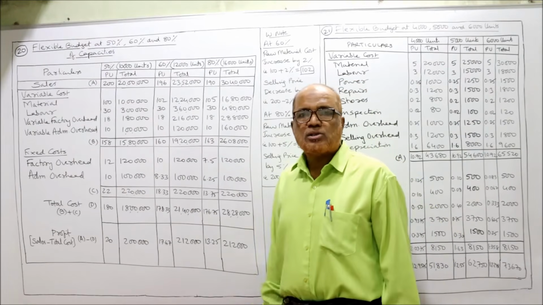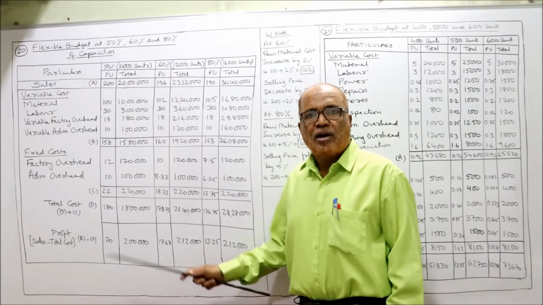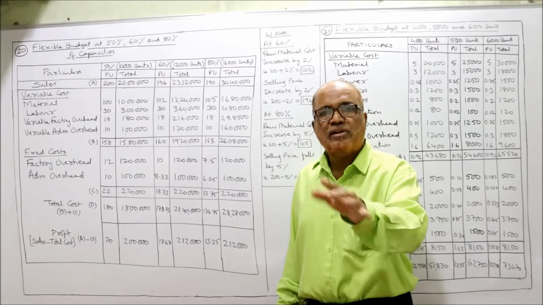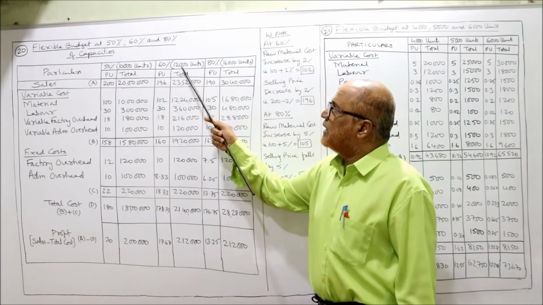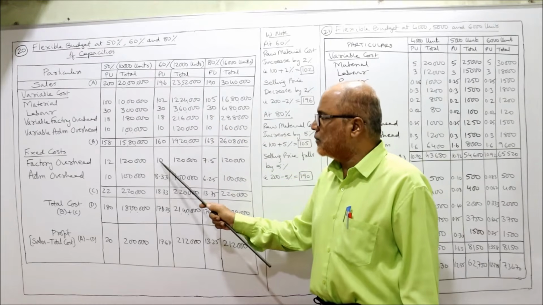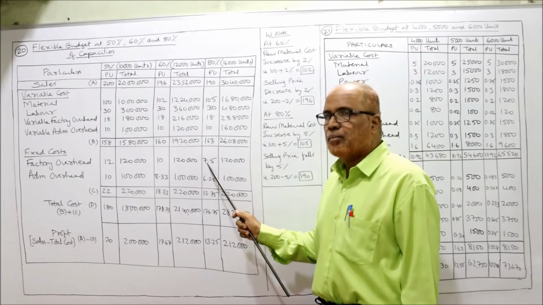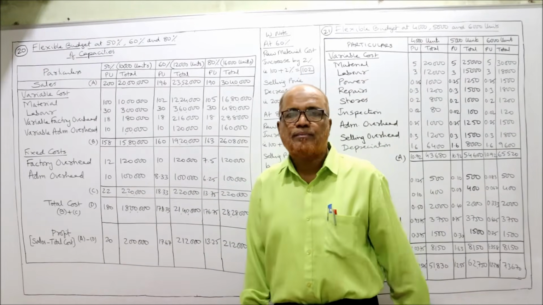In case of variable cost, per unit will remain same. The total will change. Fixed cost, the total will remain same. Per unit will change. So how to calculate per unit? 1,20,000 divided by 12,000, you will get 10 rupees. 1,20,000 divided by 16,000, 7.5. That's all.